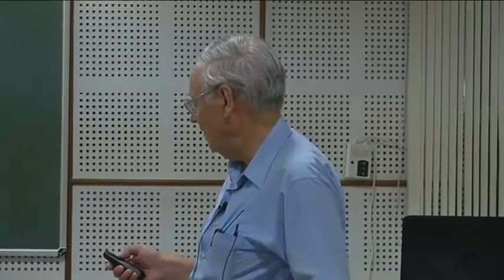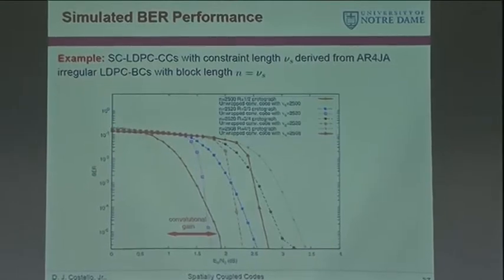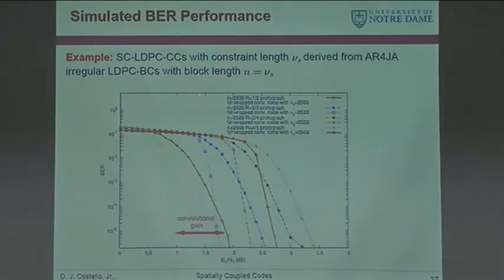But the performance of these spatially coupled ARJA codes is also really good. So this is just simulations. So spatially coupled codes derived from ARJA irregular block codes. And we're taking the spatially coupled code as a constraint length equal to the block length of the corresponding ARJA code. So this is a little bit hard to see here. This is the rate 1/2. This is the rate 1/2 block code simulation with block length about 2,500.